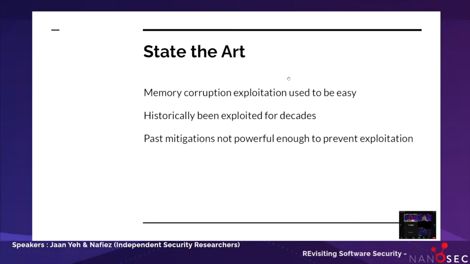And we can see this year so many 0-days in Google Chrome and also some Windows kernel bugs being exploited in the wild. And we can also see that past mitigations are not powerful enough to prevent the exploitations.